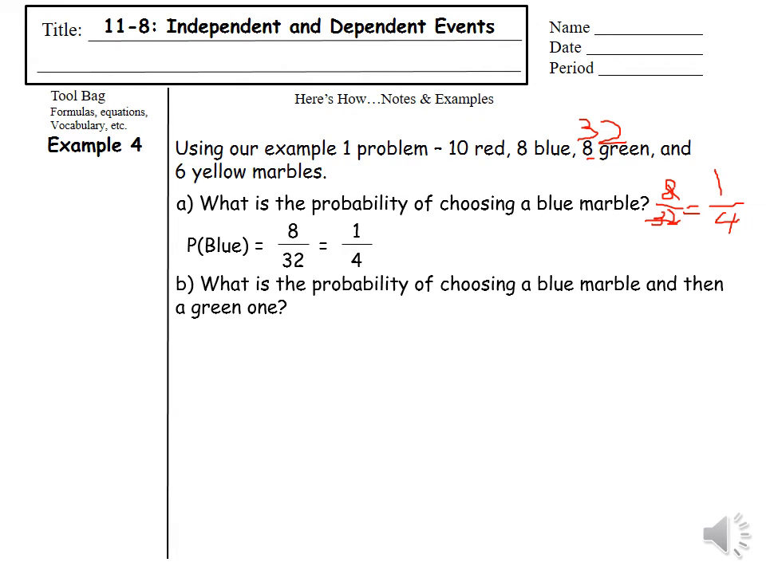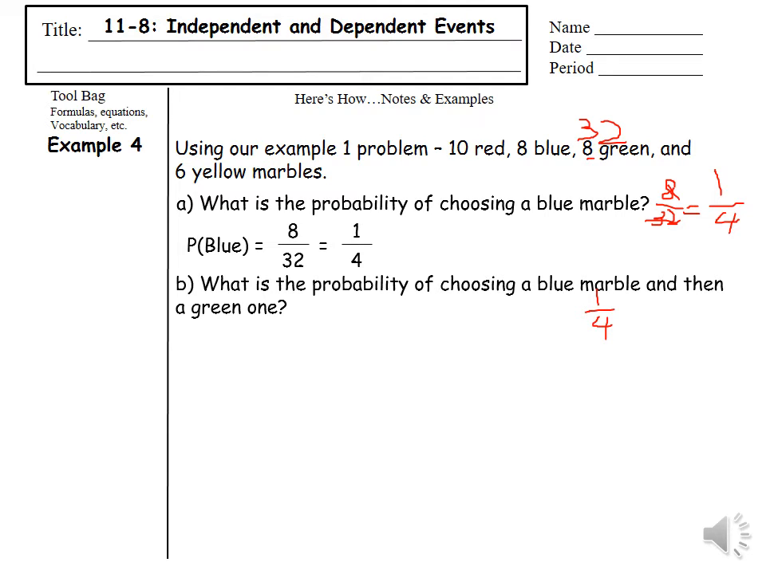So it's 1 out of 4. Keep going. What is the probability of choosing a blue marble and a green one? This is a dependent probability event, so the probability will change after you choose one blue marble, which is 1 out of 4.